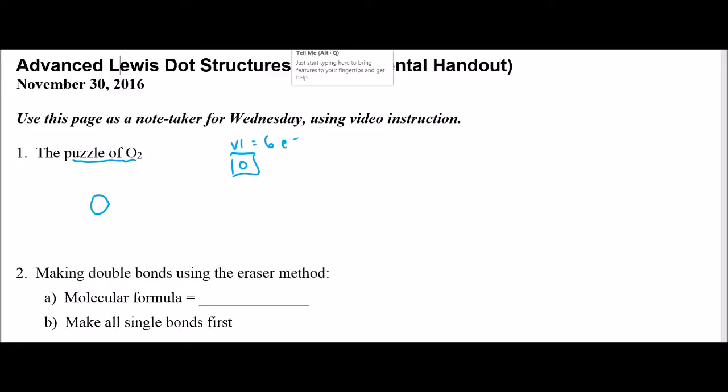The 6 dots are arranged around the oxygen using all 4 sides of the imaginary square table. 1, 2, 3, 4, 5, 6. So there are 6 dots around the square table. Try to bring in a second oxygen atom, again with 6 dots, and see if you can put them together in a way that obeys the octet rule. This will be a challenge. So if you don't succeed, I'll show you in a couple minutes how to do it.